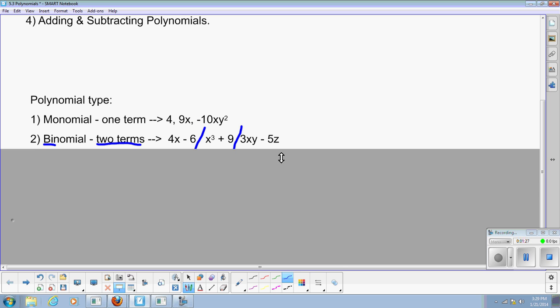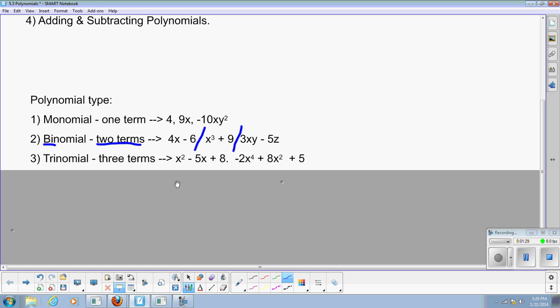Now, third, of course, is going to be, you guessed it, a trinomial. Tri is the prefix, meaning 3, so we have 3 terms. So one example would be like x squared minus 5x plus 8. That is an example of a trinomial. Another trinomial that I have here, negative 2x to the 4th plus 8x squared plus 5. Again, there are 3 terms in this, so it's called a trinomial.